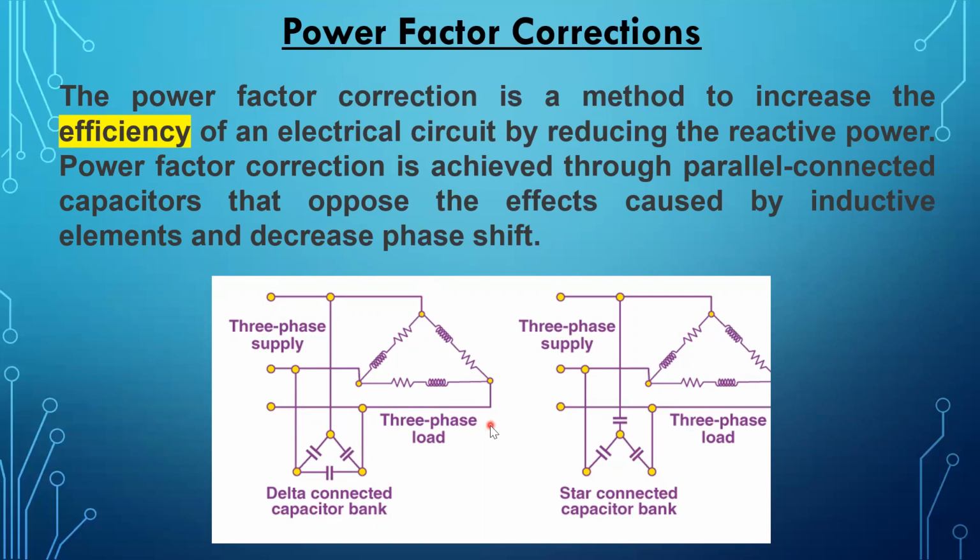when connected in parallel to these inductive elements, will improve the power factor. There will be a decrease in the phase shift and in the lagging power factor. That is called power factor correction. If the power factor is corrected, the efficiency of the circuit will increase. The I squared R losses will get reduced, as we have already said, and the size of the equipment can also be reduced. These are the important advantages of power factor improvement. We can avoid the wastage of power.